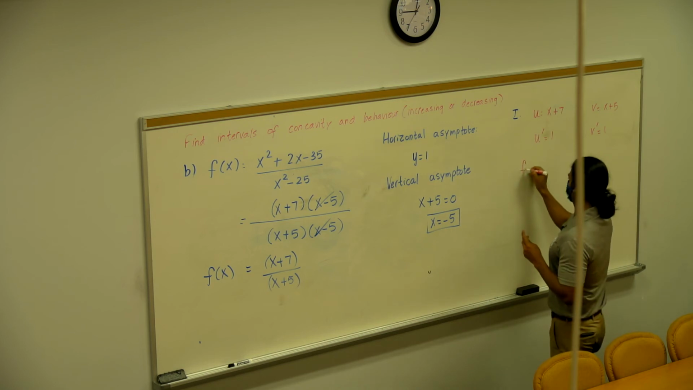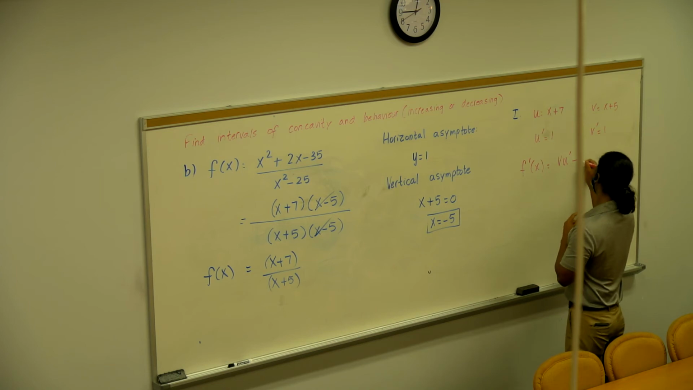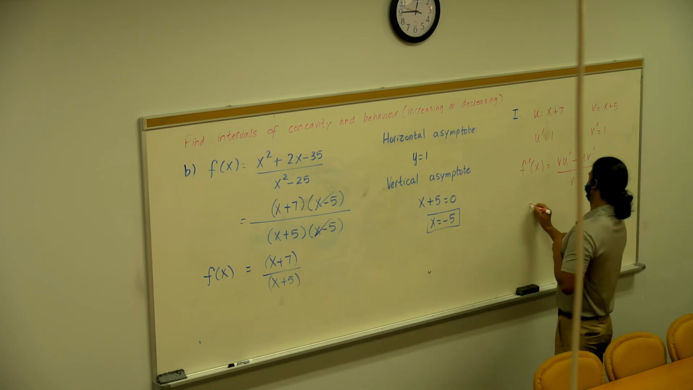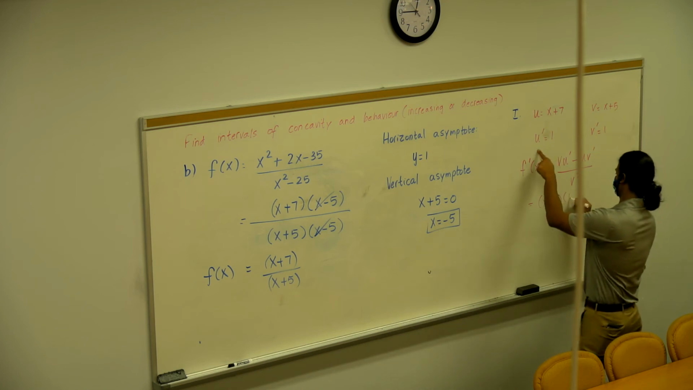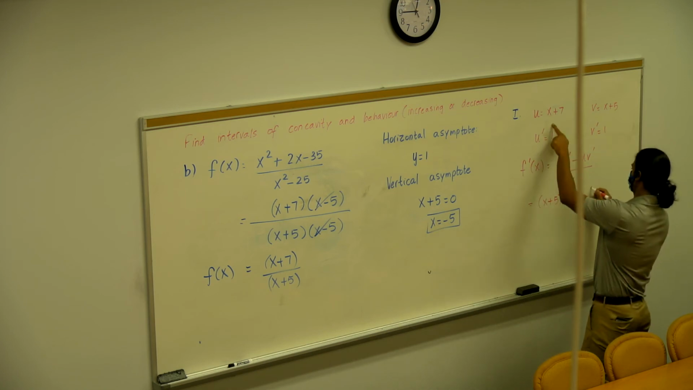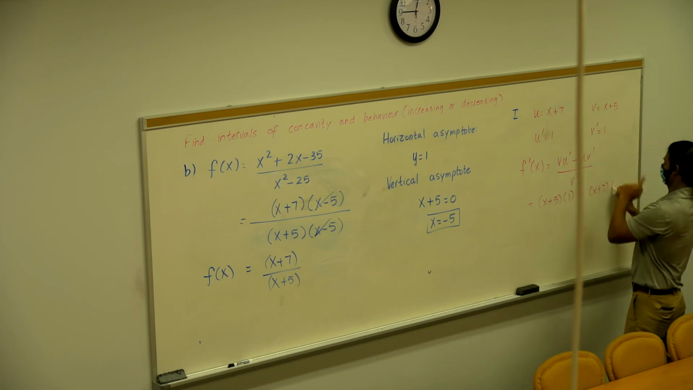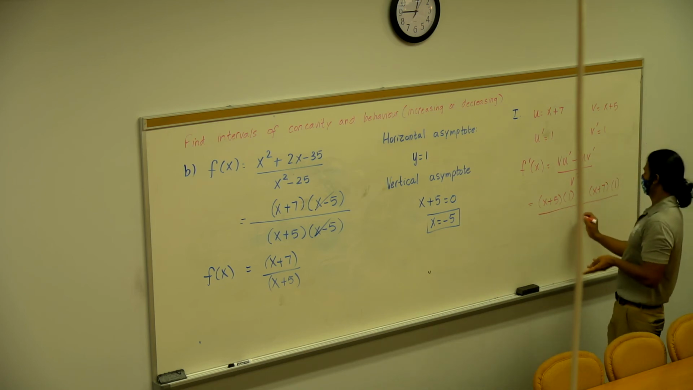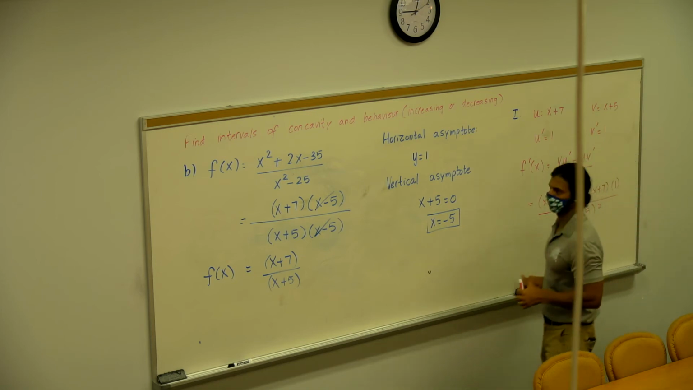f prime of x is v u prime minus u v prime divided by v squared. v is x plus 5. u prime is 1. u is x plus 7. v prime is 1. I meant to say u prime there. And the denominator is x plus 5 squared. That erases the sign.